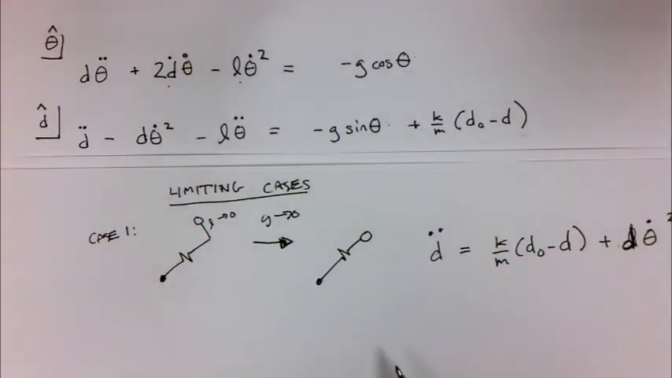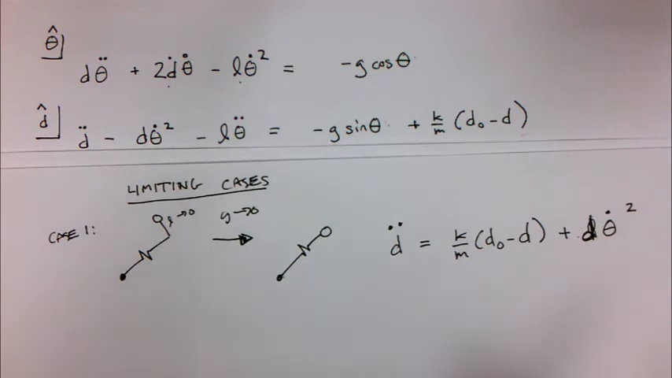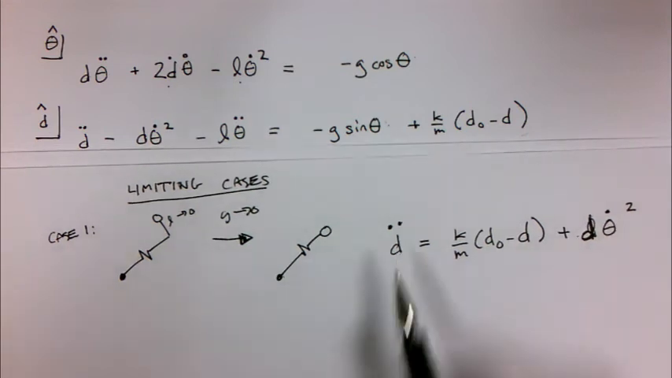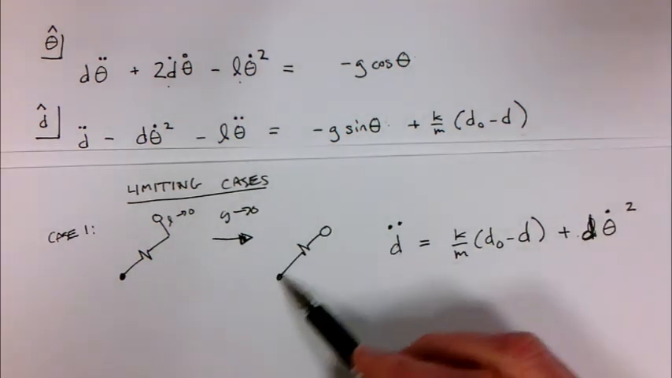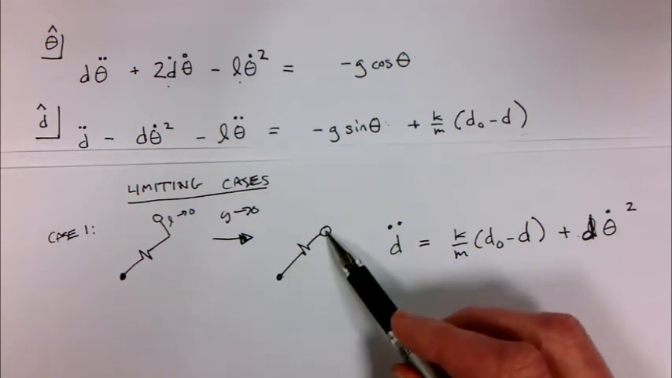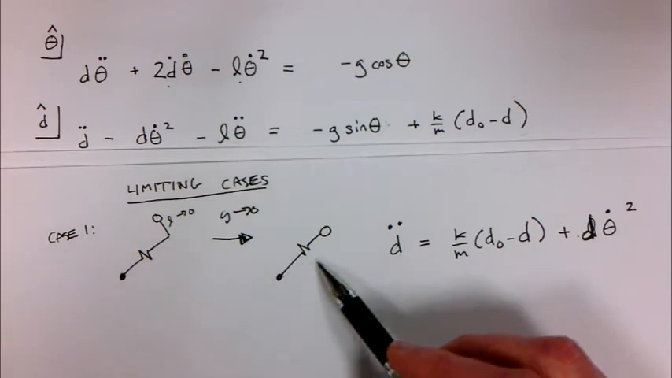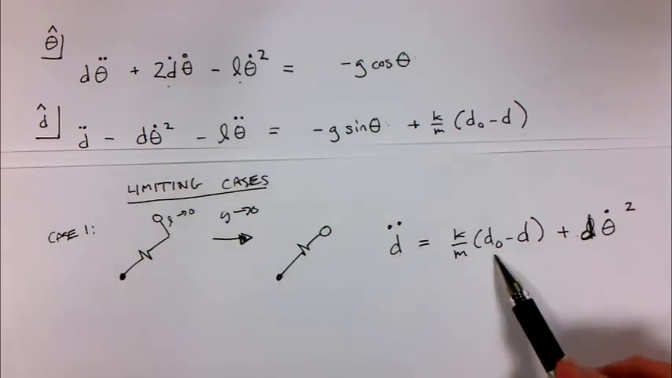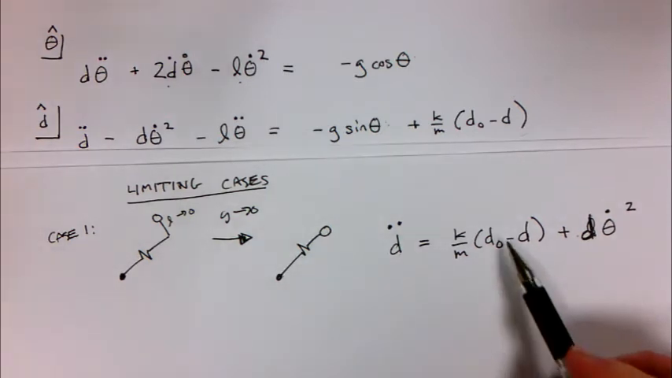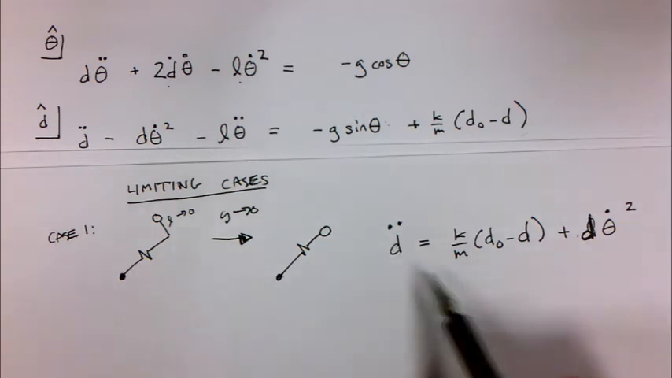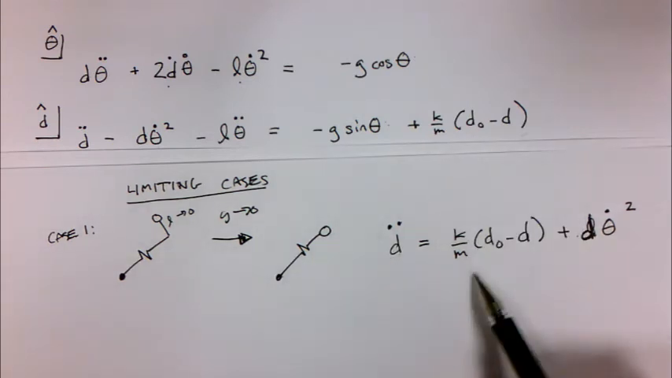So what does this actually mean? Does that make any sense? This says that the length of the spring in time, that the distance of the person from the center, the acceleration of that person in the radial direction, is going to have two components. One component is due to the spring, which makes sense, right? If you compress the spring, they'll get pushed out. If you stretch the spring, they'll get pulled in.